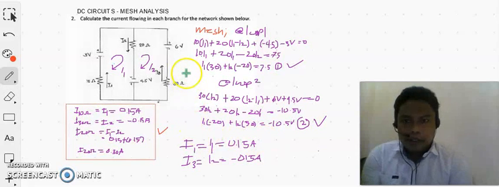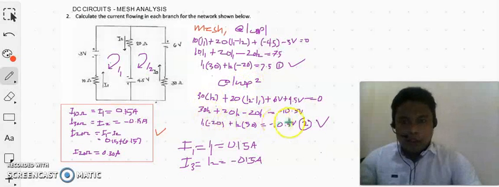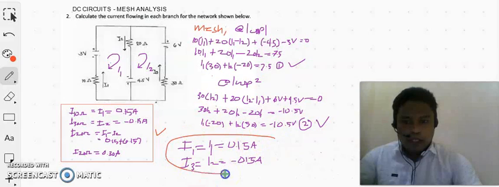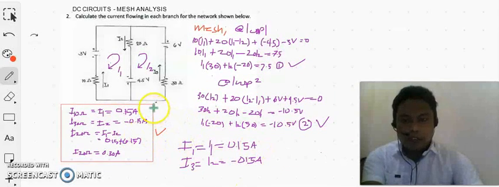So for review, using mesh analysis, we use the concept of KVL. Then we arrive at two equations with two unknowns. Using the calculator, we have this answer. And then solving for the current in each resistor, we can arrive at the answer.